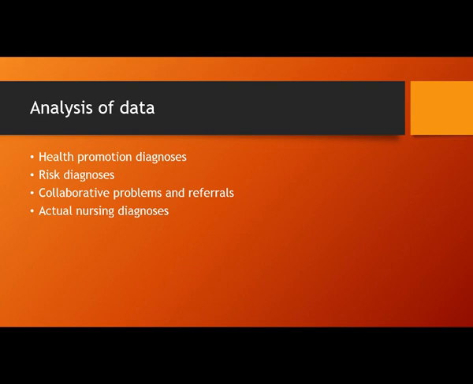And we have several different types of nursing diagnoses. We have health promotion diagnoses, which are not a problem. They're strengths that you diagnose. But we also have risk diagnoses, and they're also not an actual problem, but they're a potential problem. We have collaborative problems and referrals, which mean that the nurse is not going to handle those problems independently. They will either handle them in collaboration or maybe completely hand them off to someone else.